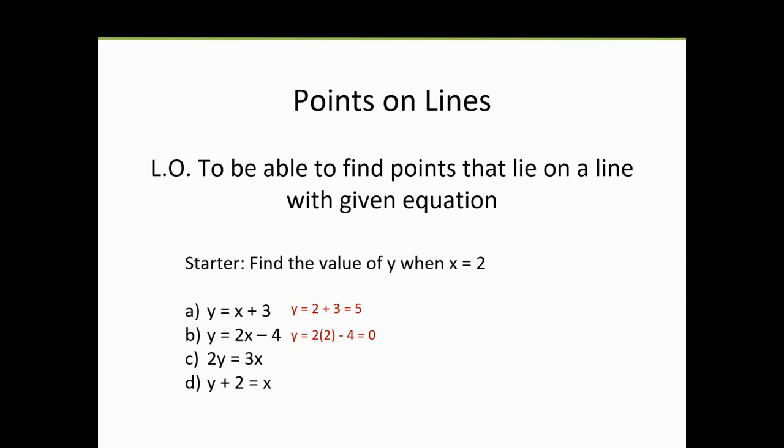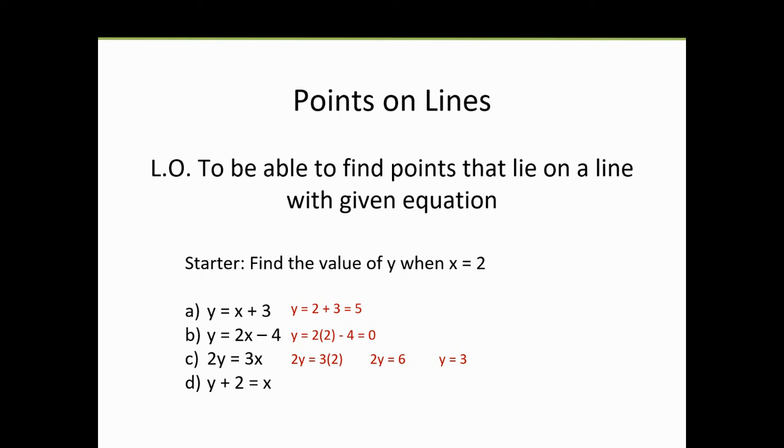For C now, 2y is equal to 3x. Well, let's just substitute the x, so that would be 3 times 2, so 2y is equal to 6, but I need to find the value of y. I don't want the value of 2y, I just want the y on its own. So if I divide by 2 on both sides, y is equal to 3 when x is equal to 2 for that particular equation.